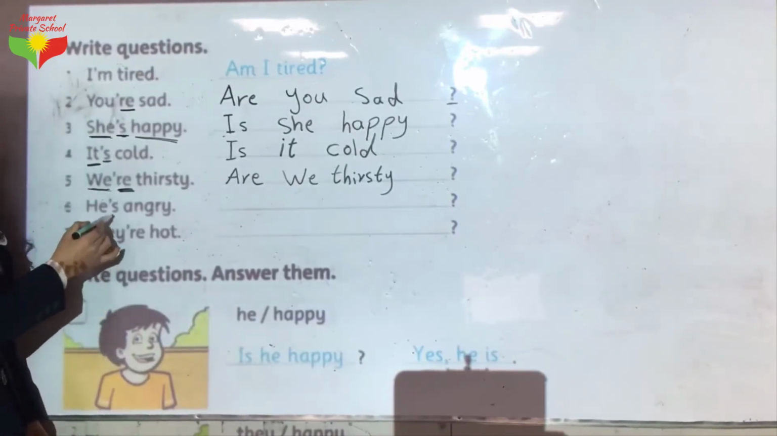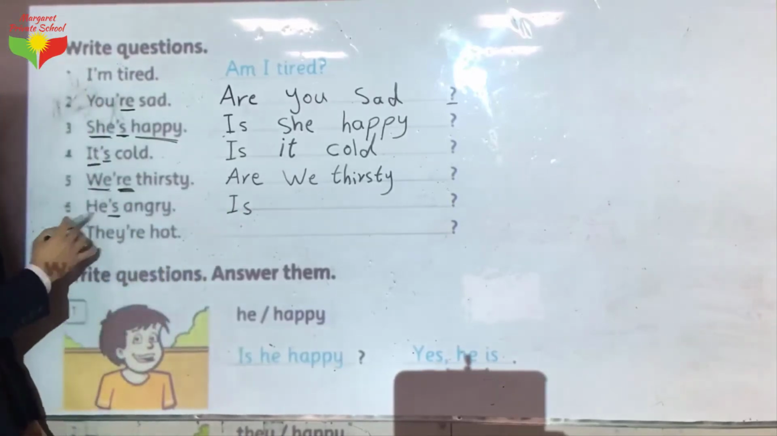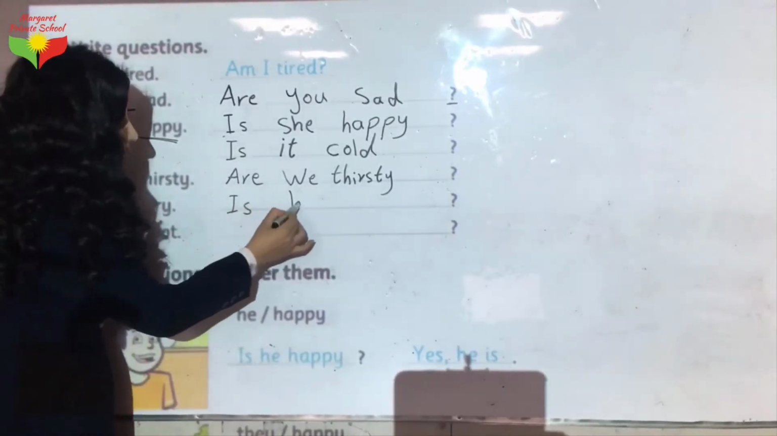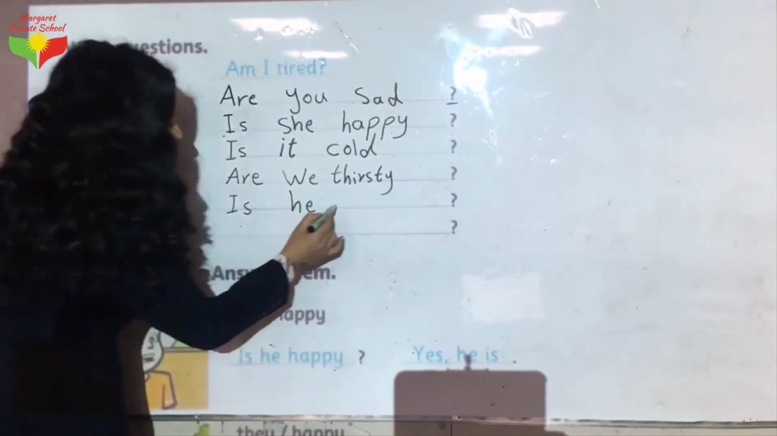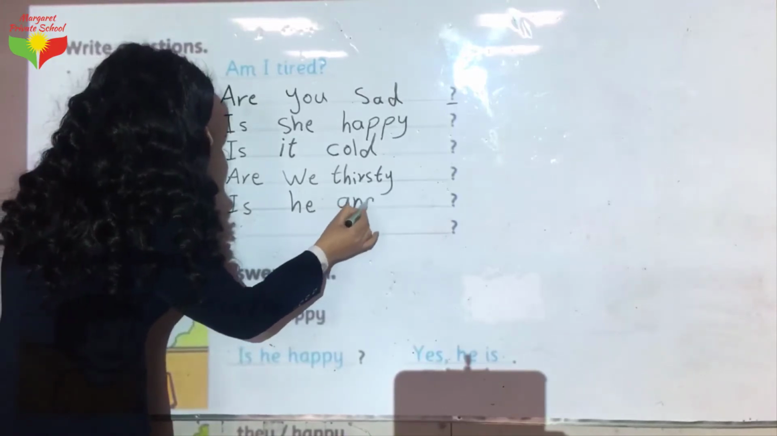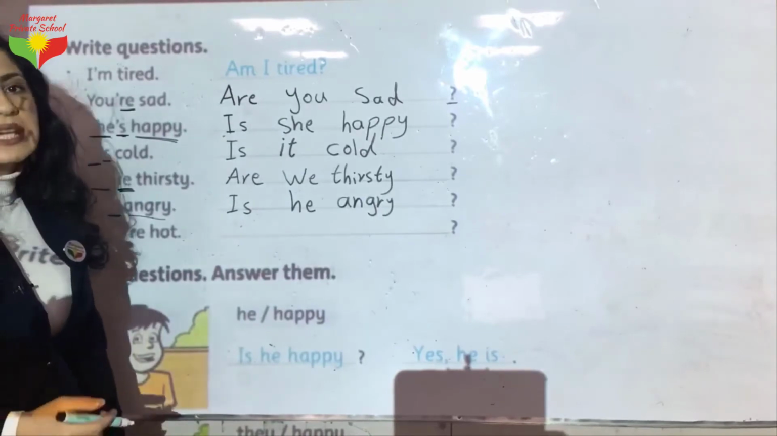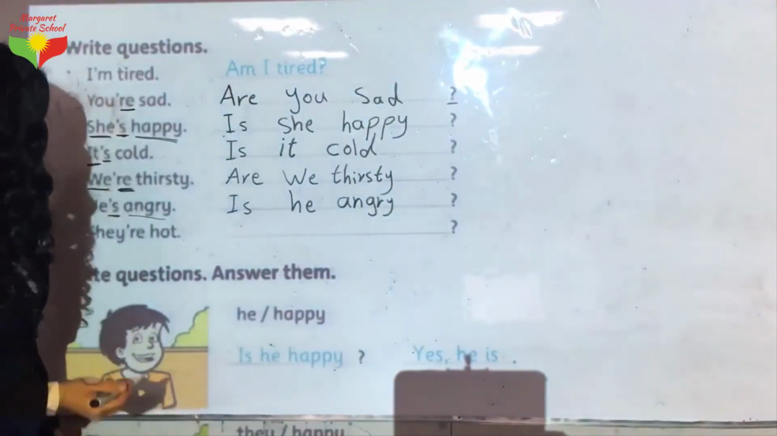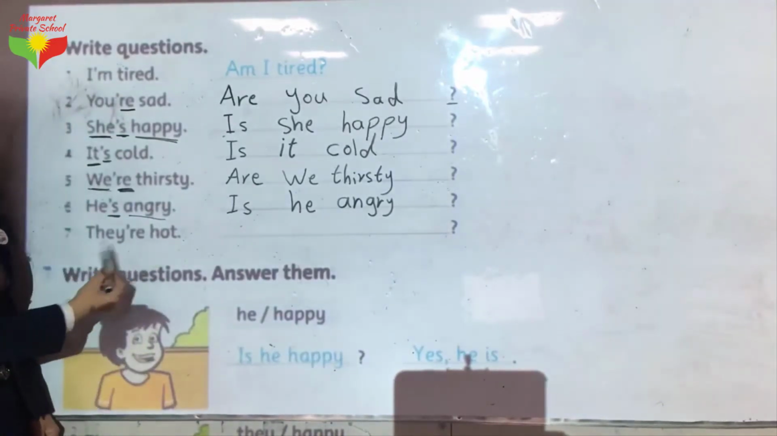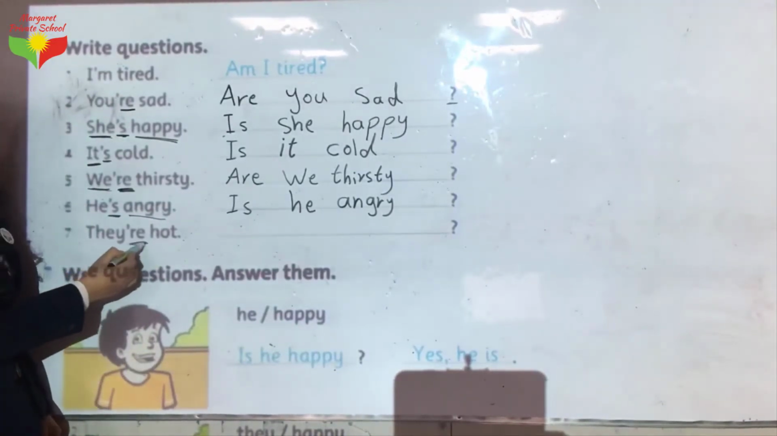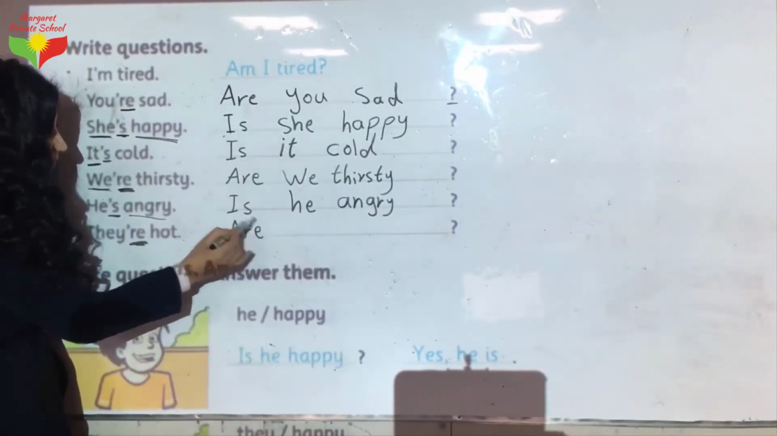First of all, we have to write is, the verb be, then he, the subject pronoun, after that angry, our adjective. Is he angry? Okay, let's go to the last one. They're hot. Okay, our verb to be is are, so we should write are.